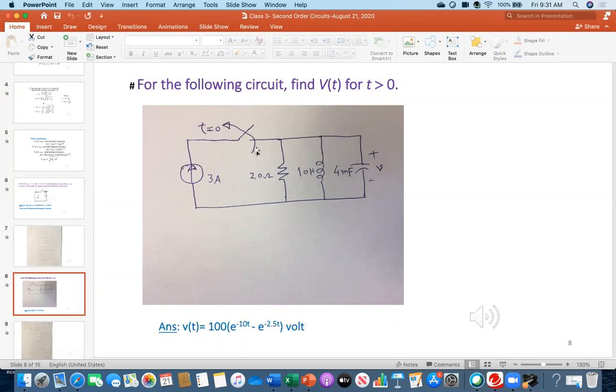Then no current will flow through the resistance. You see, therefore, see my pointer, 3 ampere will go. Nothing will enter into the 20 ohm because it is already shorted. So all the current will go through the inductor, and the capacitor is already open. So this will be the flow. Great, so you got that this is 3 ampere.